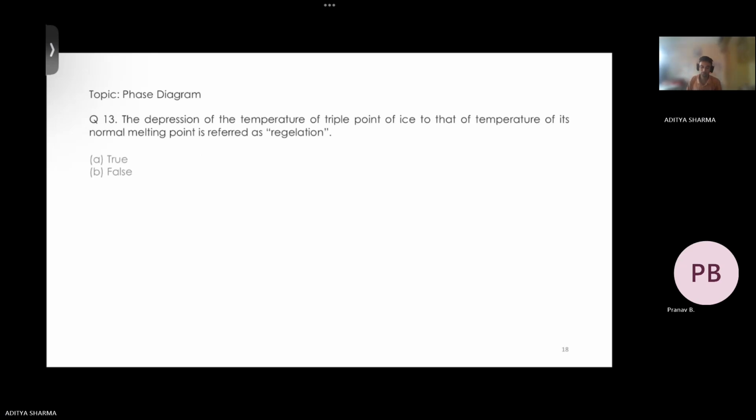This is one phase diagram question. The depression of the temperature of the triple point of ice to that of the temperature of its normal melting point is referred to as regulation. Whether this is a correct term or not. A fact-based question. Okay, so this is a true statement. Okay, so this is called regulation. So the temperature is moved from the triple point to the normal melting point.